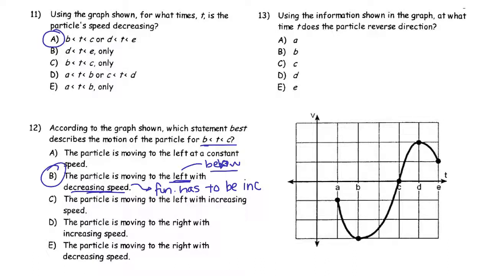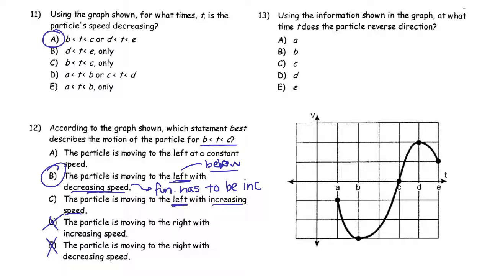So C, the particle is moving to the left with increasing speed. That would be speed increasing. We would have to be below and decreasing, because if my particle is moving left, I know I'm below, but my speed is not increasing because my function, while it is below the x-axis, is not decreasing, so speed cannot be increasing. That's confusing. Okay, part D, the particle is moving to the right. Well, we can stop there. That's completely wrong. And E, the particle is moving to the right. So again, we can throw those out.